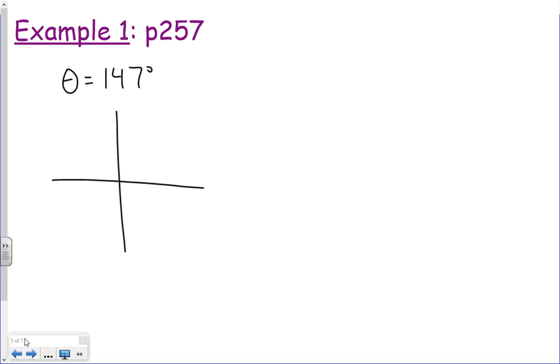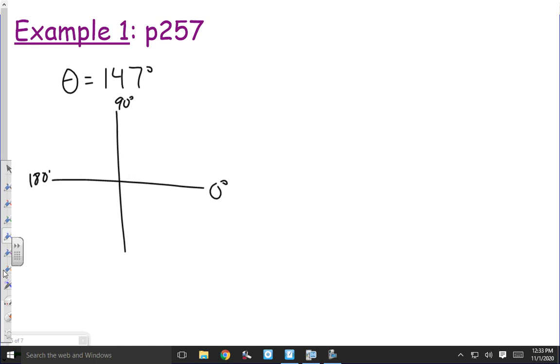So again, if you need to mark some axes and what their values are, then do so. Here's 0. Here's 90. Here's 180. So I know in between is 90 and 180. So 147 is just over halfway through this second quadrant.